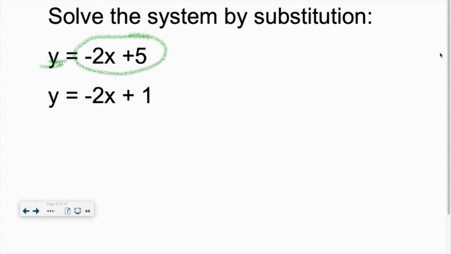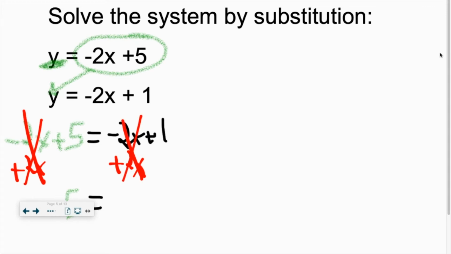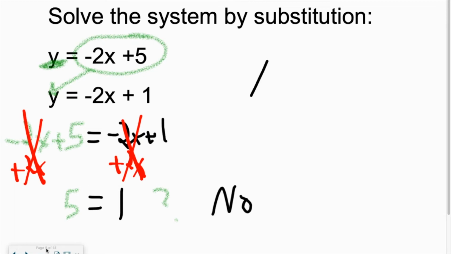Because it says y equals, I'm going to plug this into the y down here. So -2x plus 5 equals -2x plus 1. Solve that. I'm going to get my variables on the same side. So I'm going to get rid of it here on the left side. So I'm left with 5 equals, oh, these guys cancel. All right, that's all right. 5 equals 1. Is that true? No. So since it is not true, there is no solution.